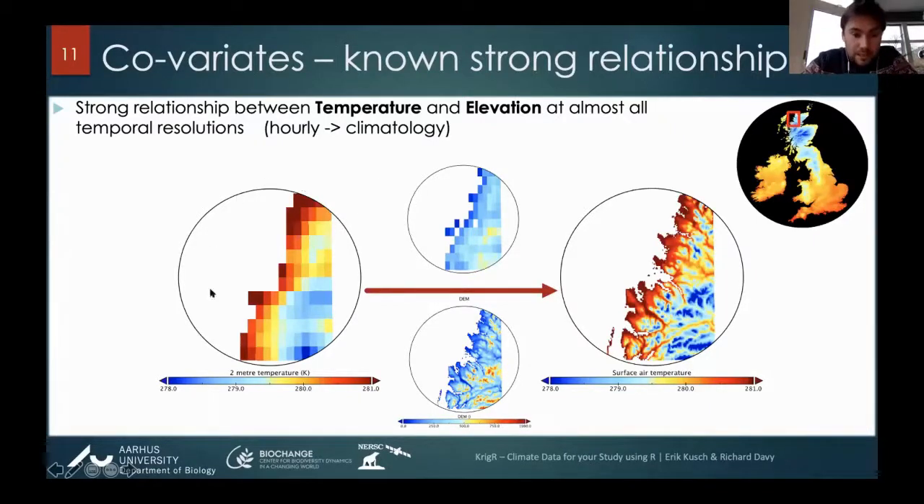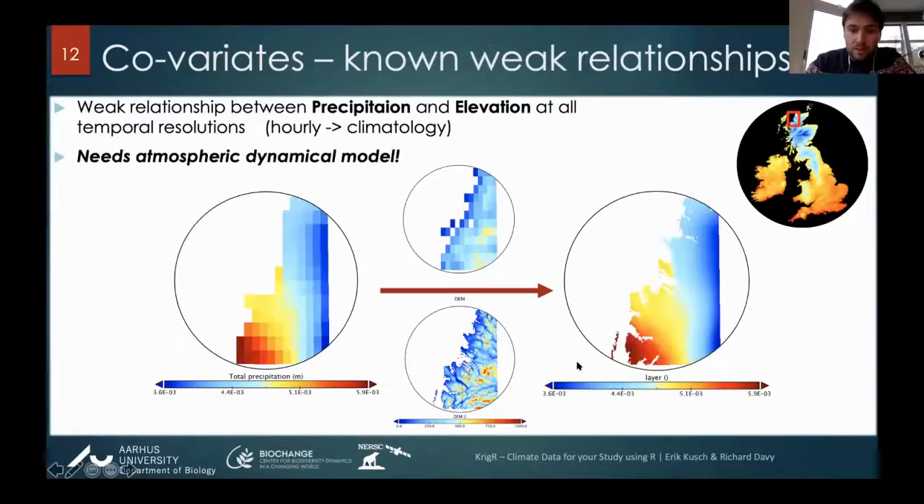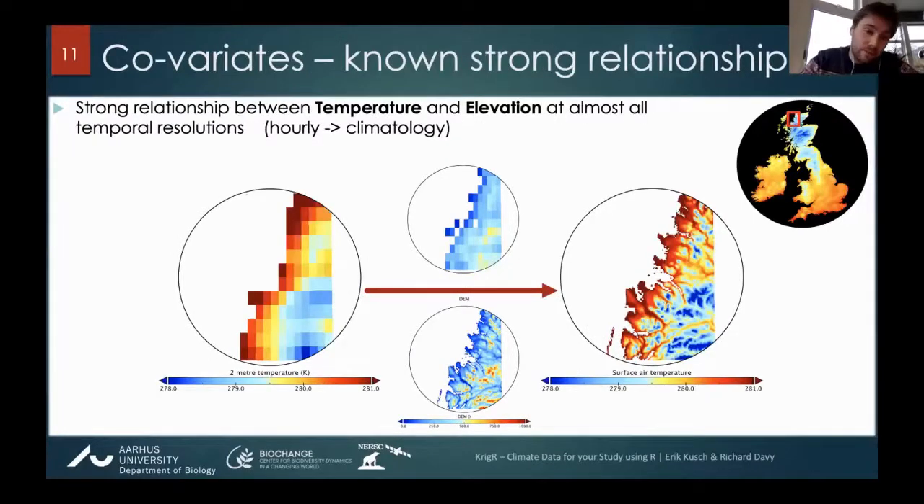So this is the resolution we started with on the left. And this is the covariate data, so the elevation data at that resolution and at the target resolution. So using this covariate data, we can then move towards the final product, this downscaled surface air temperature. This works well because the elevation explains the variance in the temperature across this domain very well. So that's an example of a very strong relationship between your climate variable and your covariate.